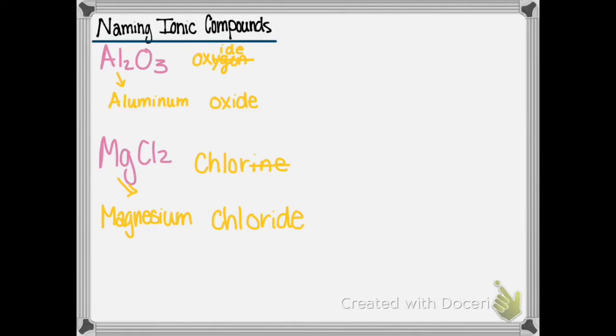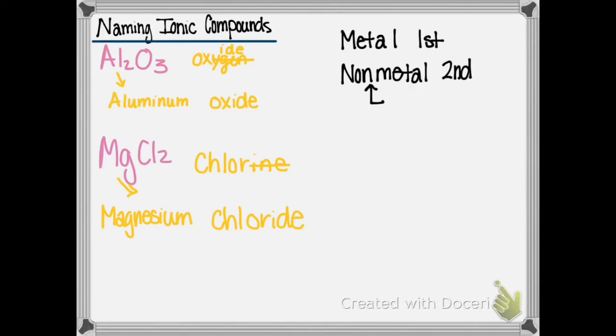So you end up with aluminum oxide and magnesium chloride, okay? Again, metal goes first, always goes first. You never, ever, ever write the non-metal first. It's always metal, then non-metal, okay? And that metal's name does not change, but that non-metal does get the suffix of "ide."